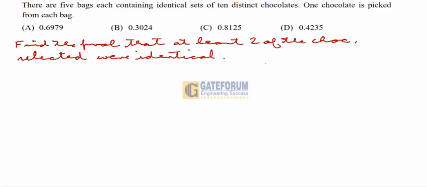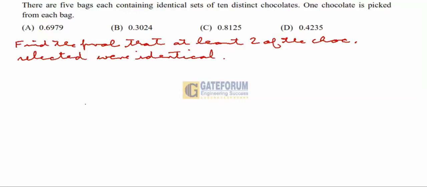So this was the question given in GATE. So let us see how we move about it. See, there are 5 bags and let us suppose the 10 distinct chocolates are A to J: A, B, C, D like this till J. These chocolates A to J are present in bag 1, in bag 2, in bag 3 and so on and so forth in all the bags.